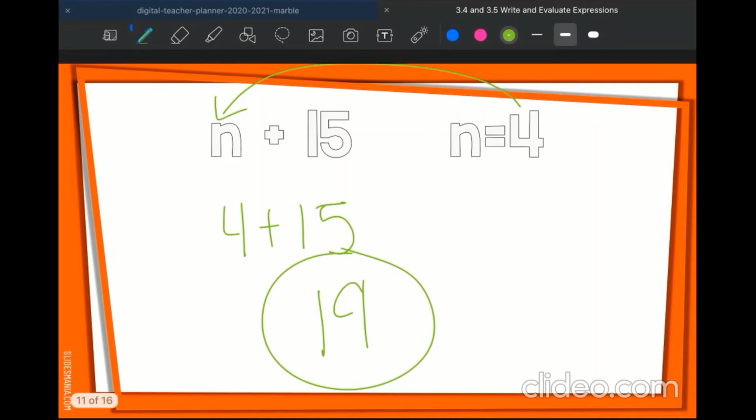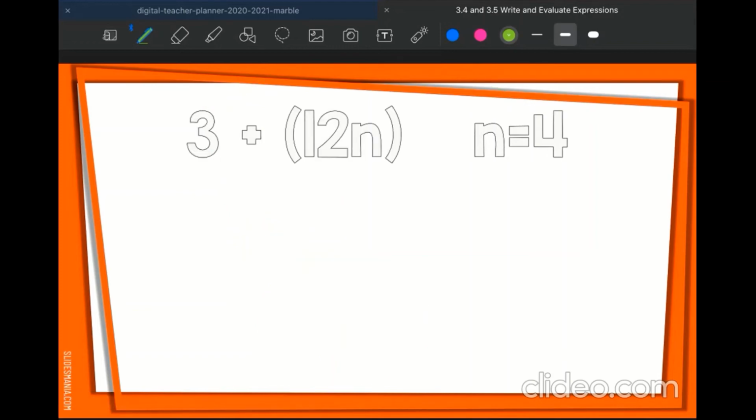All right, let's look at another one. Ooh, we're getting a little harder now. Well, there we are. 3 plus parentheses 12n. 3 plus parentheses 12n. What should I do first, Levi?